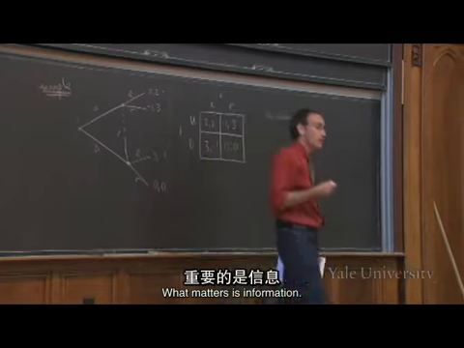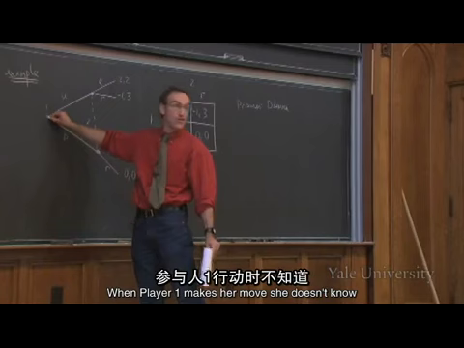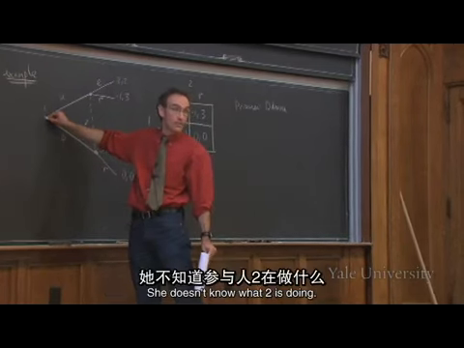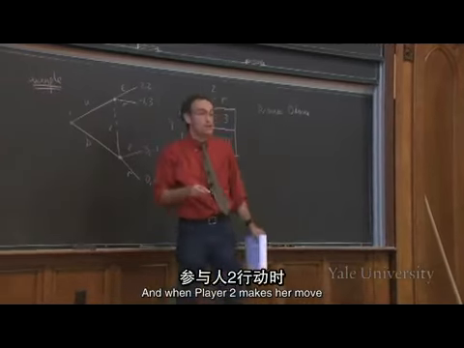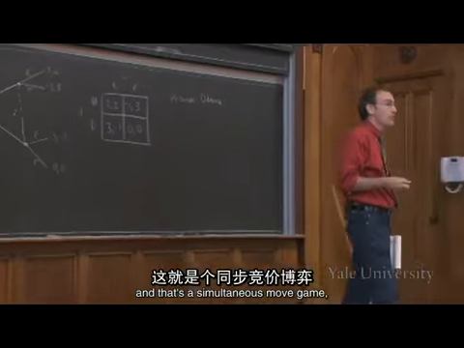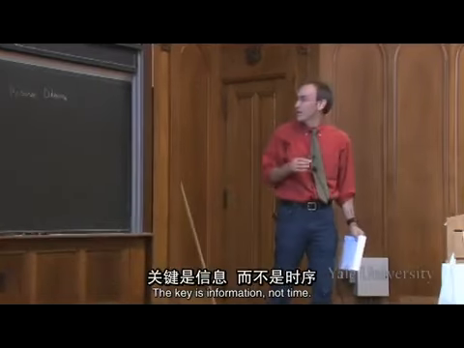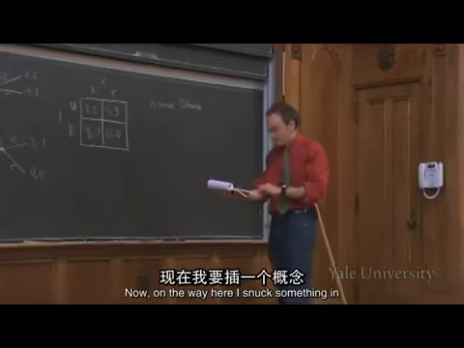What matters is information. When player 1 makes her move, she doesn't know what player 2 is going to do. And when player 2 makes her move, she doesn't know what 1 is doing. And that's a simultaneous move game, even if time is passing. The key is information, not time.